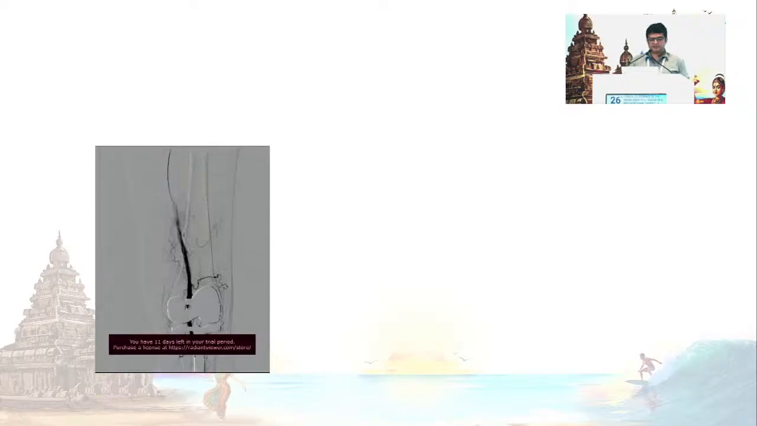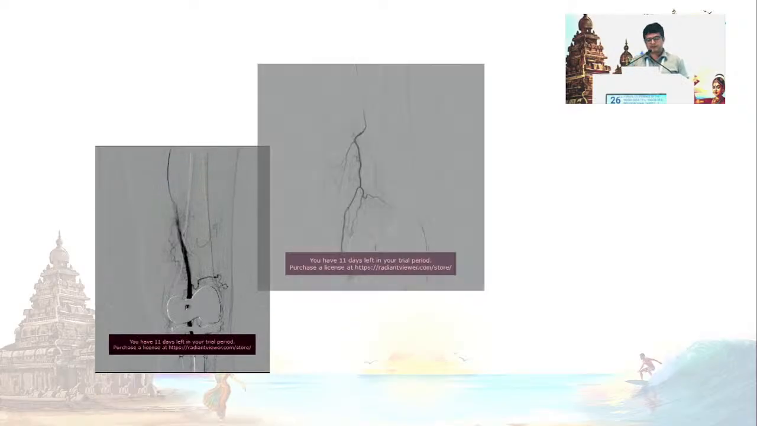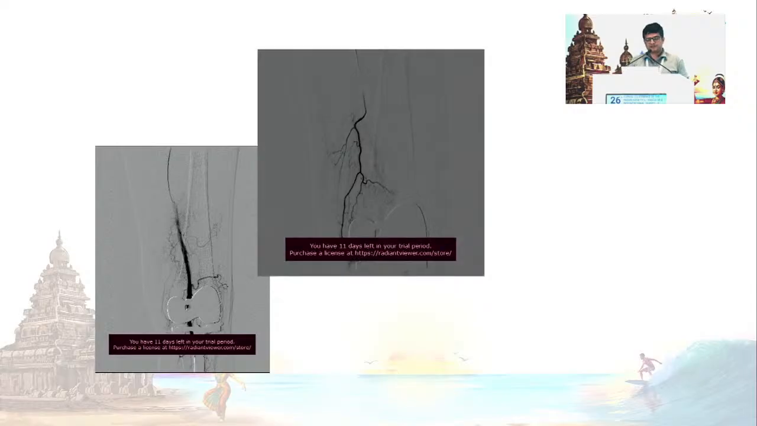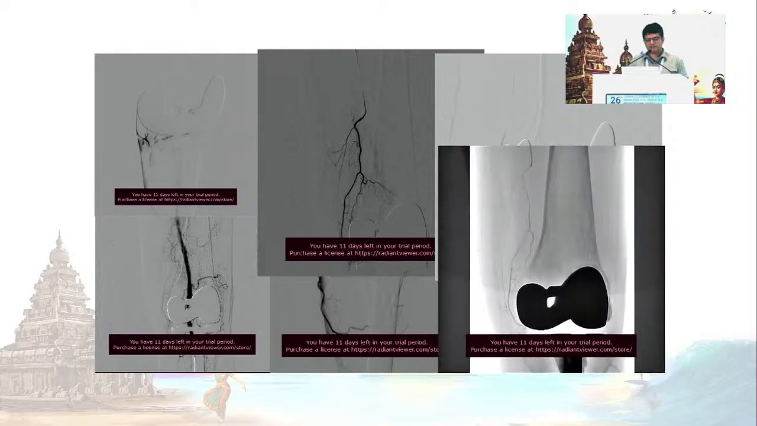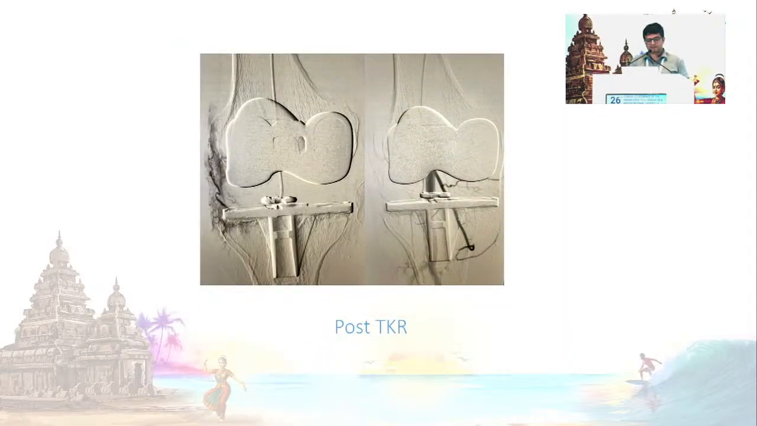Post TKR, because of the artifacts, we have to take lateral views, oblique views. It becomes tricky sometimes, but you can generally cannulate each and every artery and embolize them with permanent embolic agent, and there is good pain relief. This is the lateral artery and the inferomedial. This is the inferomedial genicular artery. This is the inferolateral genicular artery.